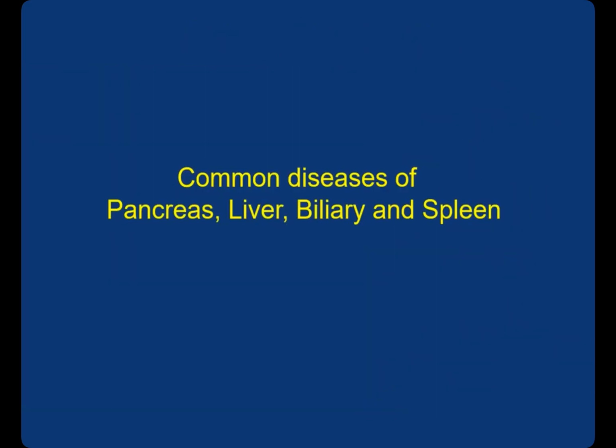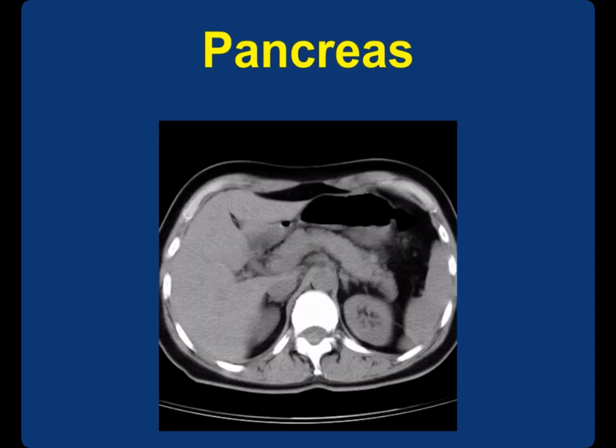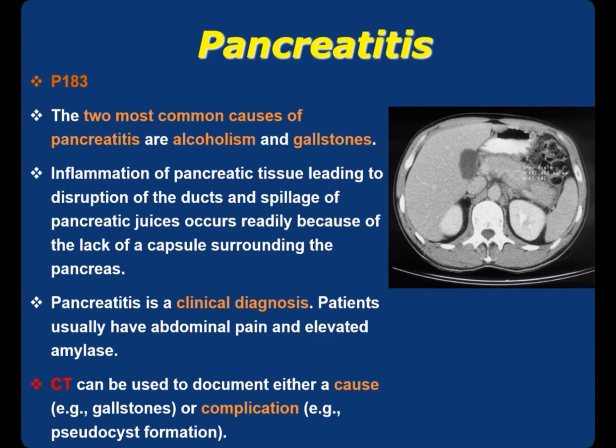Today we will talk about the anatomy, important signs, and characteristics of common diseases of the pancreas, liver, biliary system, and spleen. First, let's take a look at the pancreas. In this class, we will talk about two kinds of pancreatic diseases. One is pancreatitis, the other is pancreatic adenocarcinoma.